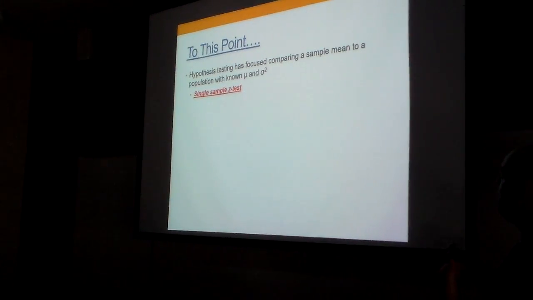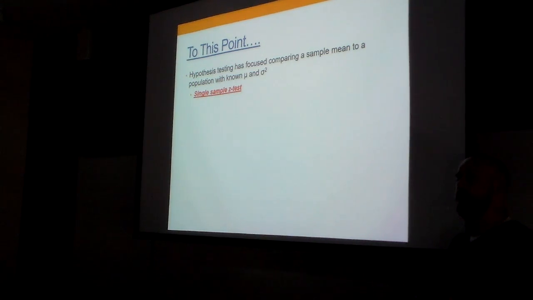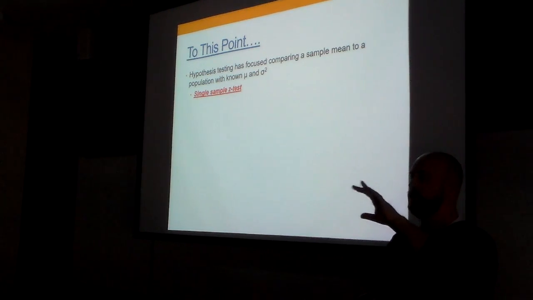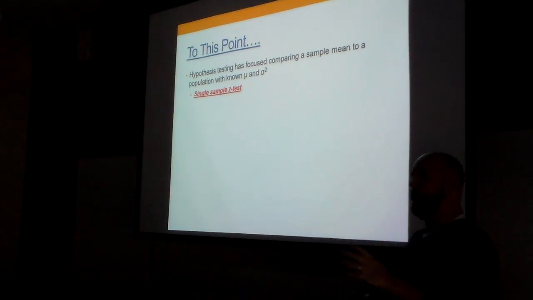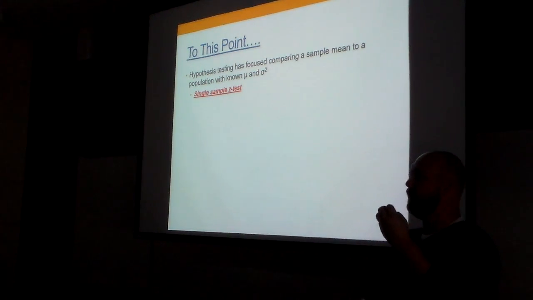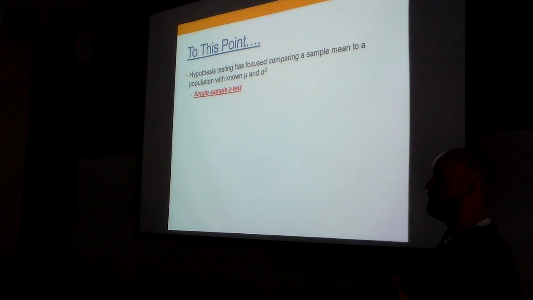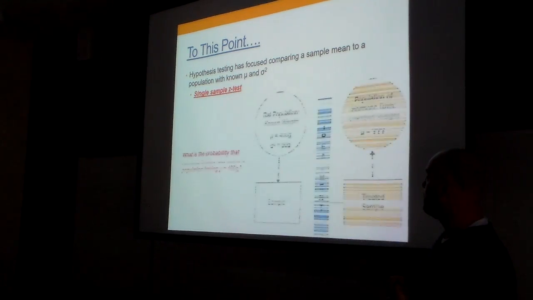Okay. So up to this point, what we've been working with are tests comparing sample means to some known population mean and variance. These are our single sample z-tests, right? In all the examples we've worked up, here's my sample that I'm drawing from some novel population or population of interest, and comparing the mean of that sample against some known population mean and some population variance or standard deviation. And so this is our single sample z-test.